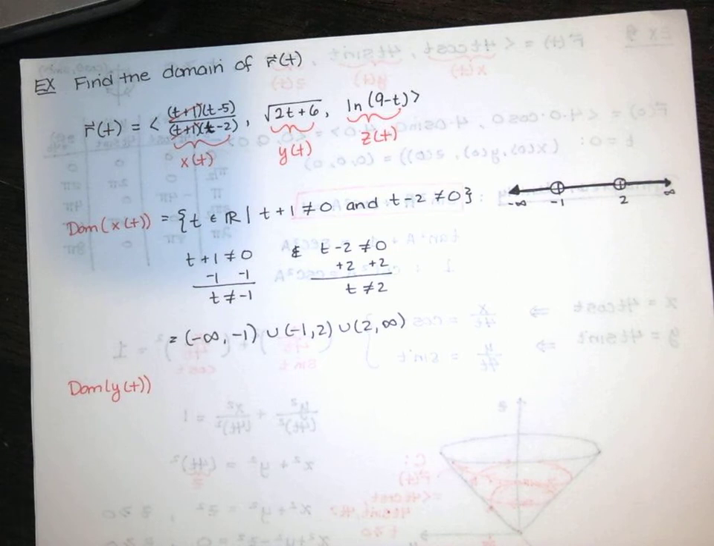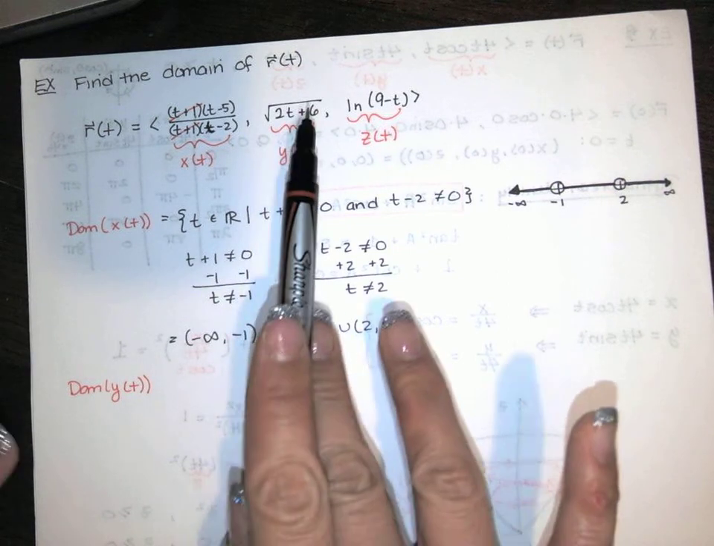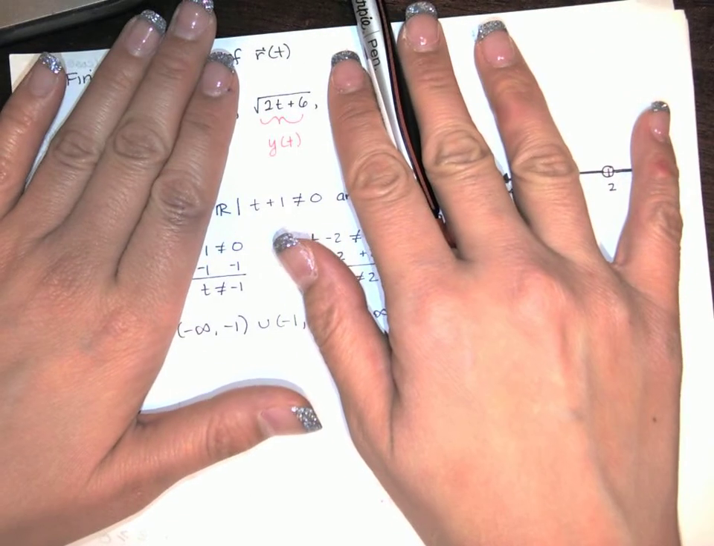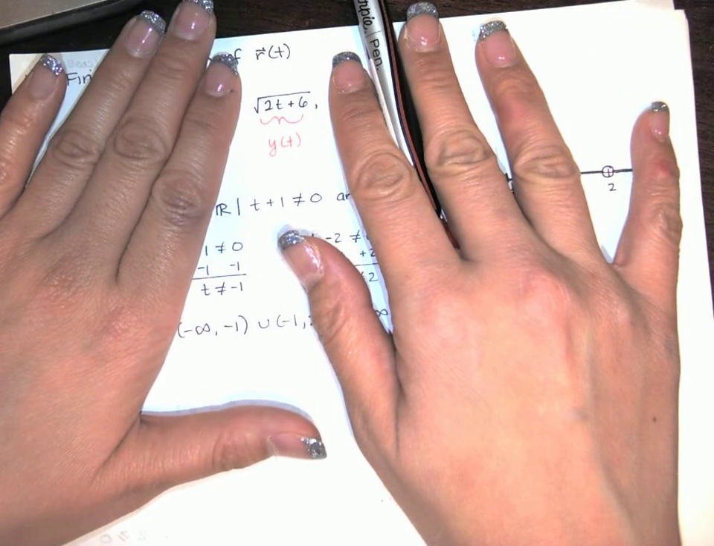You're looking for those 3 problem areas. We cannot divide by 0. Is there any division in here? I hope you said, no, Miss Townsend, there's absolutely no division in y of t, so we don't have to worry about the division by 0.